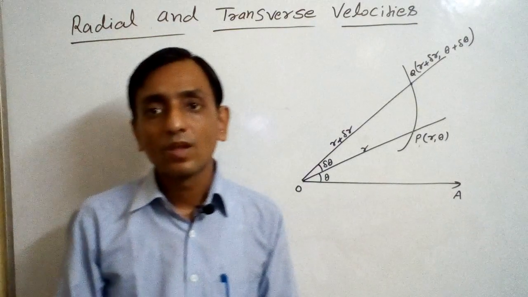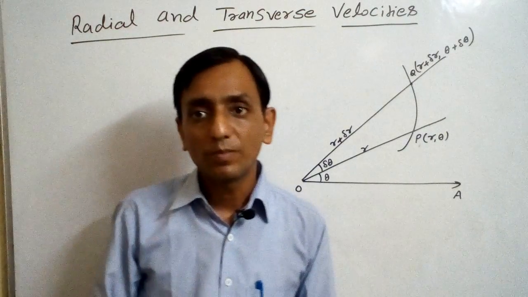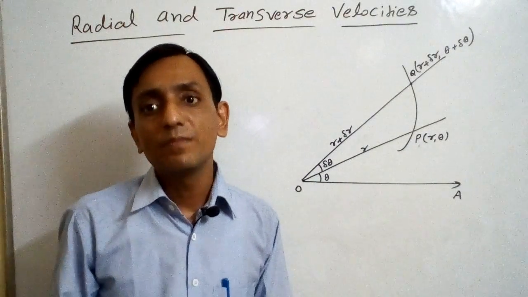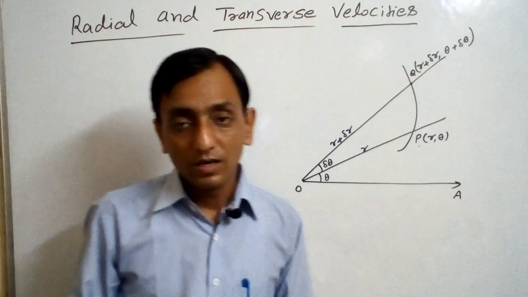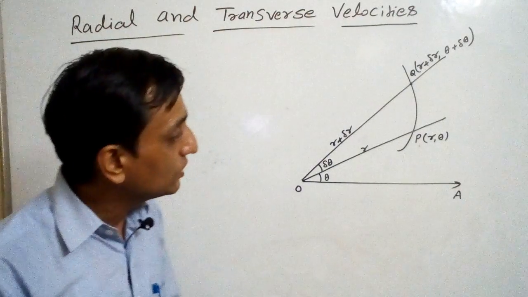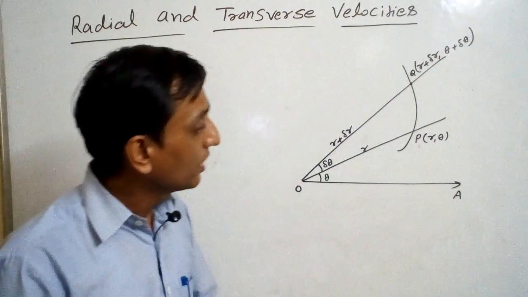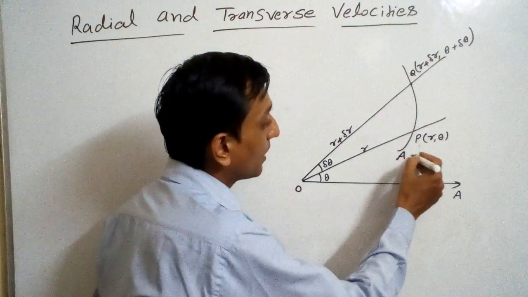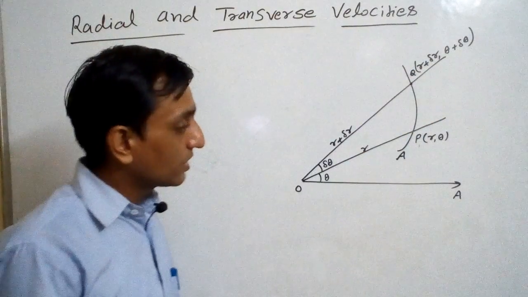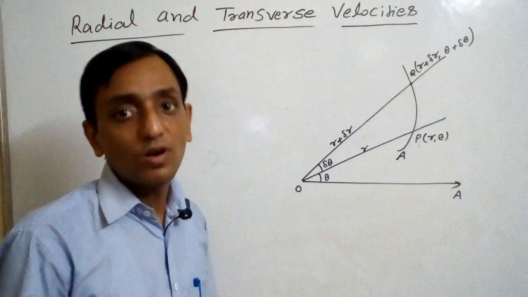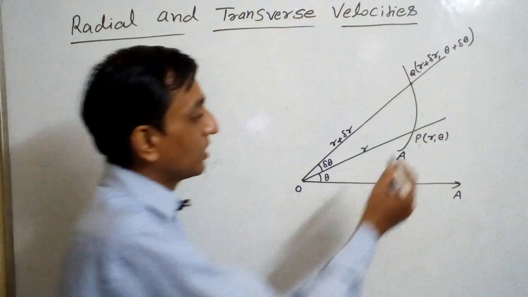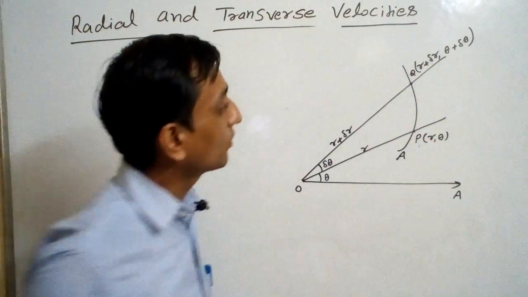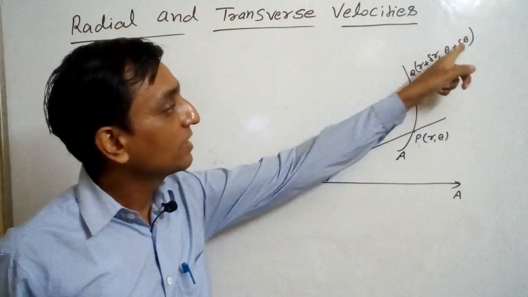Hello friends, today we discuss a new topic: radial and transverse velocity. In two-dimensional motion in the plane, let's suppose a particle is moving along the path APQ, and in the polar coordinate system, the coordinates of P are (r, theta) and the coordinates of Q are (r plus delta r, theta plus delta theta).